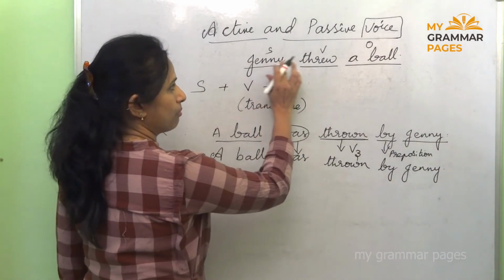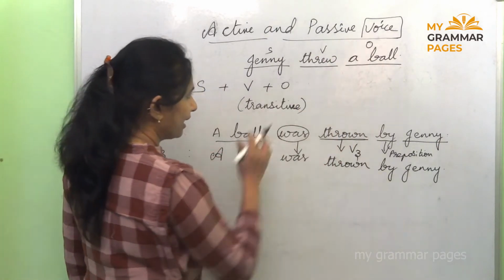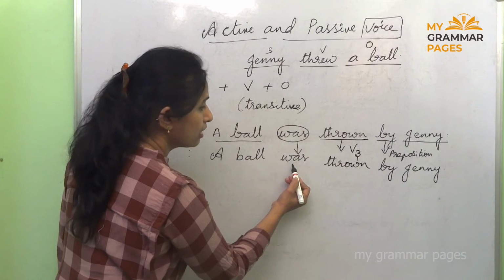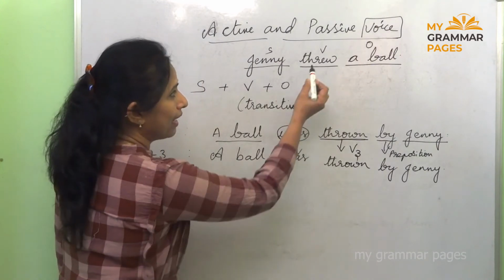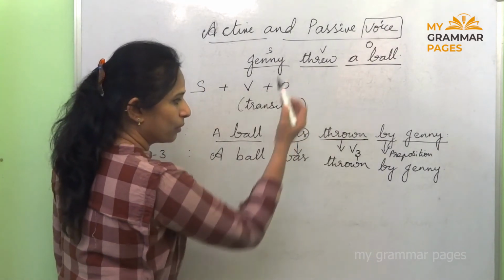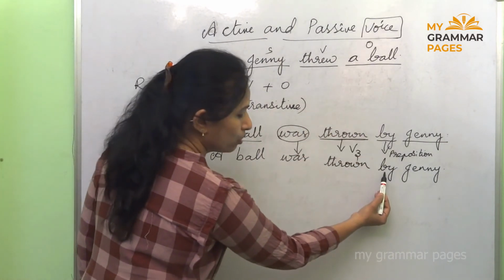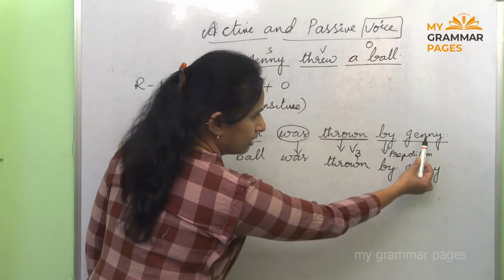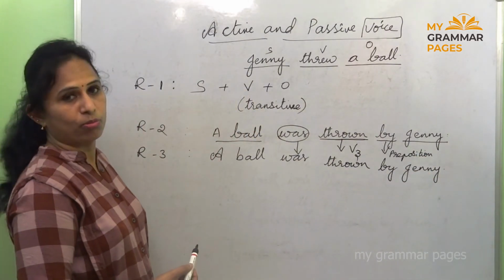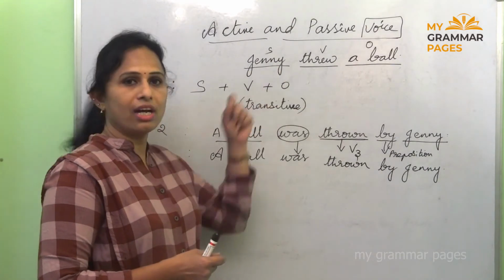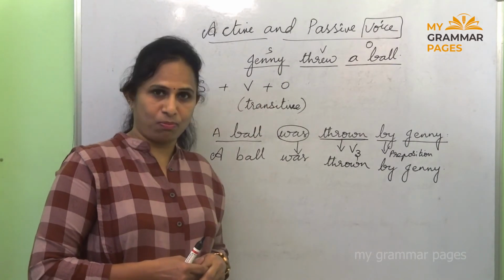First, identify the subject, verb and the object. Next, you interchange the places of the subject and the object. Then add a suitable auxiliary verb based upon the tense of the verb given over here. And then take the V3 form of the verb and use a suitable preposition and place it with the object over there. With this, we have learned the rules of how to change a sentence from active voice to passive voice.